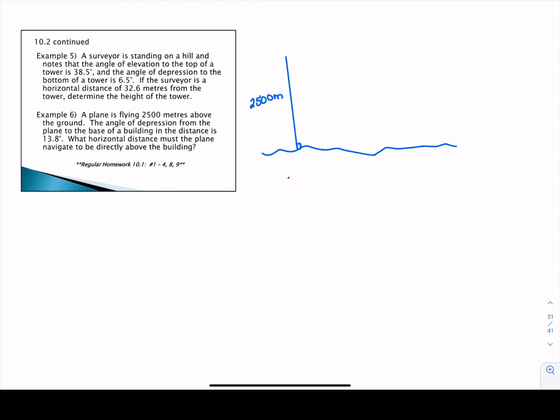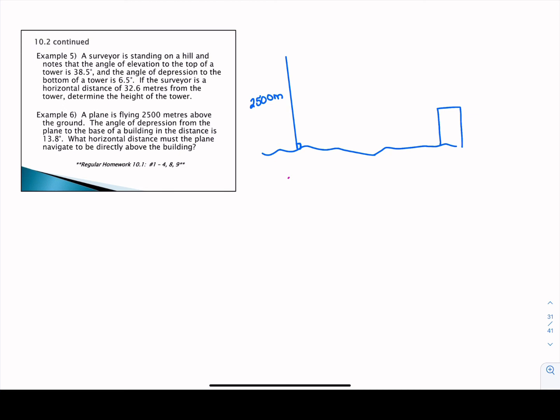I don't know how tall the building is. It doesn't really matter how tall the building is, because what we're going to be doing is trying to figure out sort of a distance here. It says the angle of depression from the plane to the base of a building is 13.8 degrees.